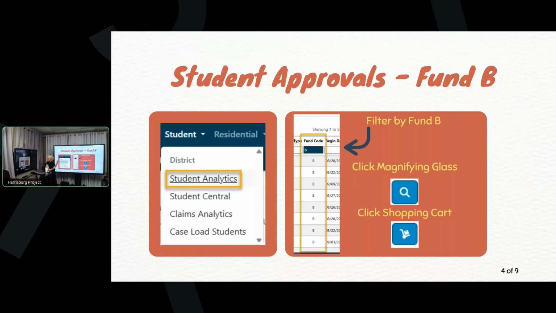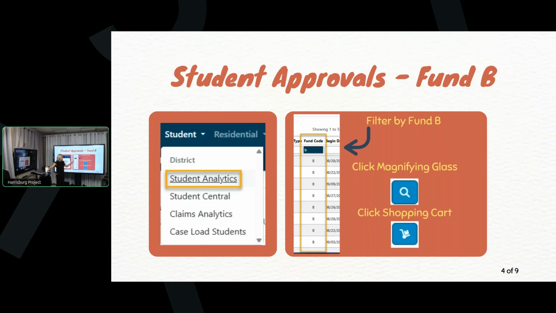Okay, so go to Student Approval or Student Analytics. In the bottom grid, type in Fund Code B as in boy, click the magnifying glass, click the shopping cart. Clicking the shopping cart will open those Fund B records over in Student Central. That will give you your existing list of Fund Code B students. So notice I said your existing list. If you still have Fund Code B students to add, remember you can't add them after August 14th.